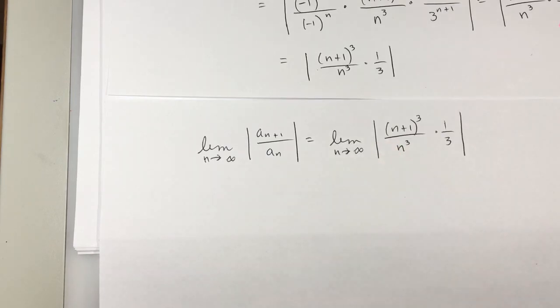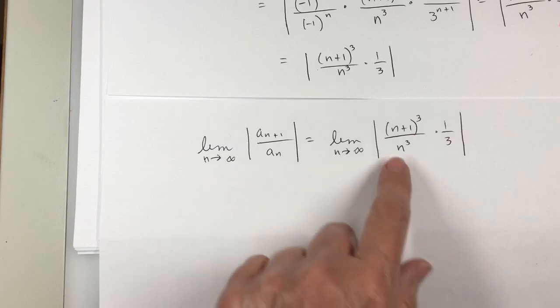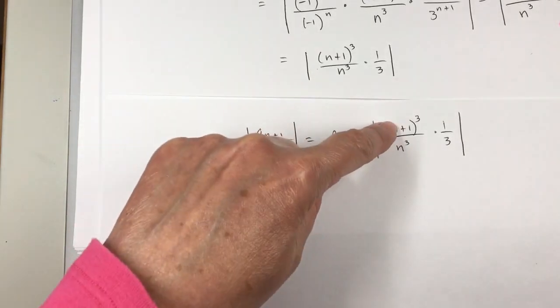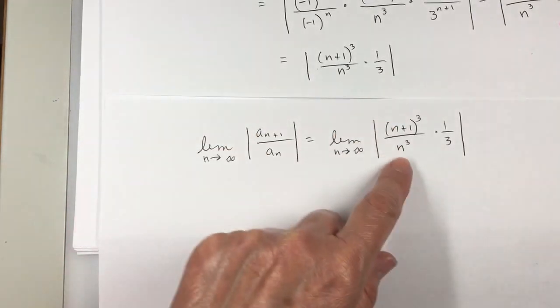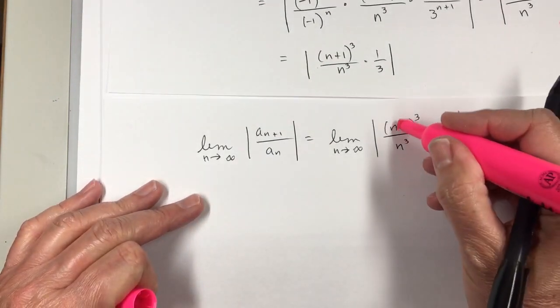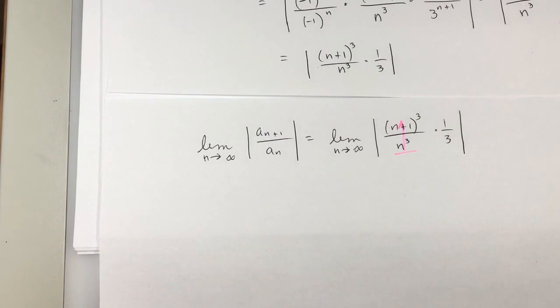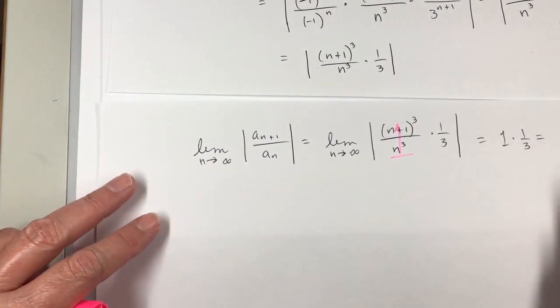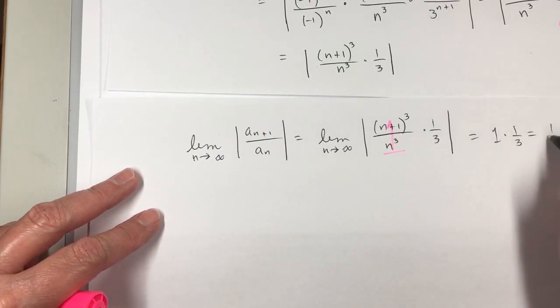Because you know what? I'm looking at degrees. The degree of the top is 3. If I FOILed all of this out, multiplied n plus 1 times n plus 1 times n plus 1, I would get n to the third. That's going to take control of the top as n goes to infinity, n to the third in the bottom. This part, the limit's going to be 1. So this limit is 1 times 1/3, and that equals 1/3.